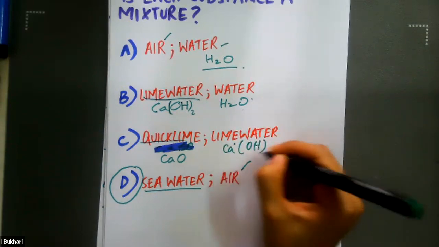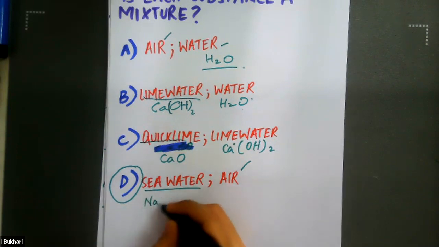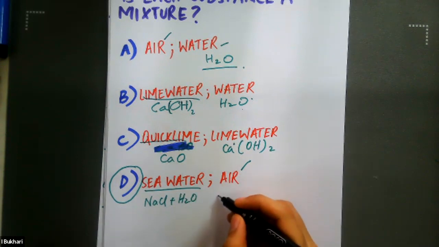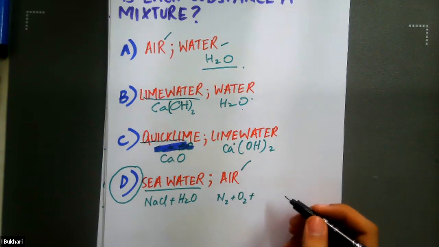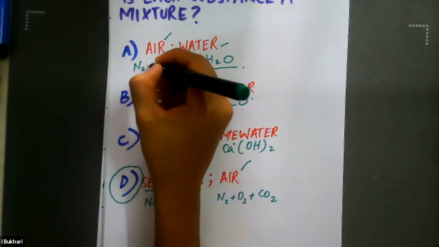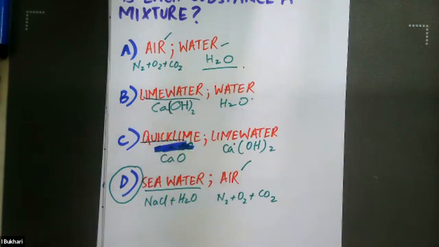Can you see that the elements are combined together in a fixed ratio, and so they are one substance? Do you understand? A substance means that they have only one type of molecule, one type of particle. And what is that particle? In the case of quicklime, the particle is calcium oxide. In the case of lime water, the particle is calcium hydroxide.